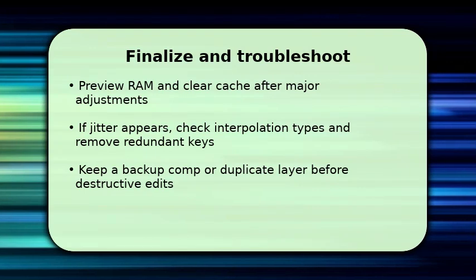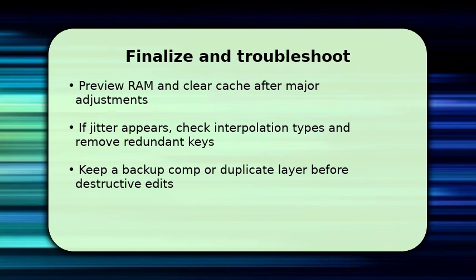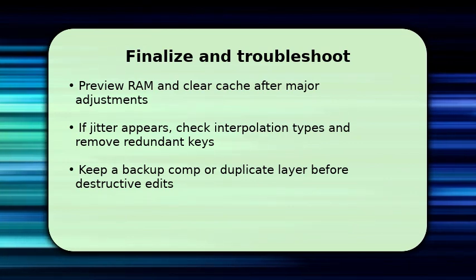Playback confirms the fix. If you still see jitter or overshoot, inspect interpolation types. Switch suspected keys between linear and Bezier, and delete redundant keys that cause micro fluctuations. Make sure motion paths aren't constrained by expressions. Temporarily disable them to test.